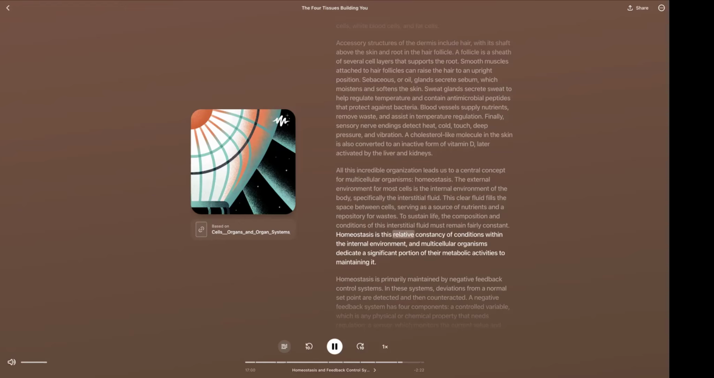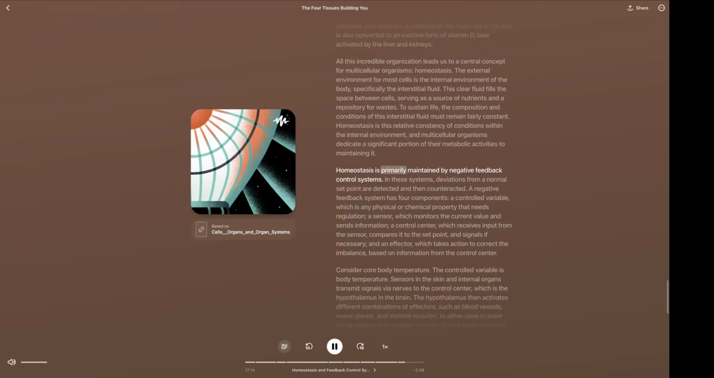Homeostasis is this relative constancy of conditions within the internal environment, and multicellular organisms dedicate a significant portion of their metabolic activities to maintaining it. Homeostasis is primarily maintained by negative feedback control systems. In these systems, deviations from a normal set point are detected and then counteracted.